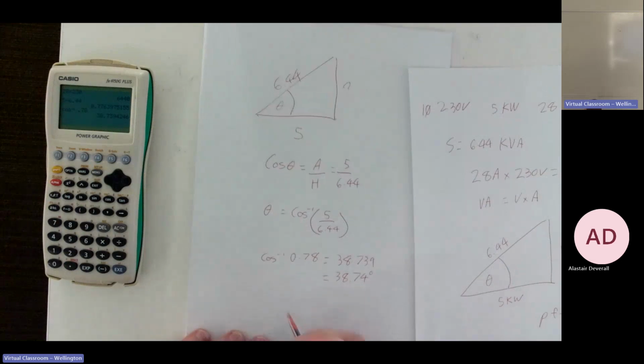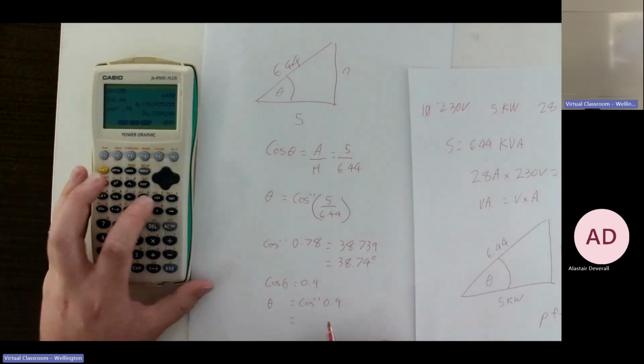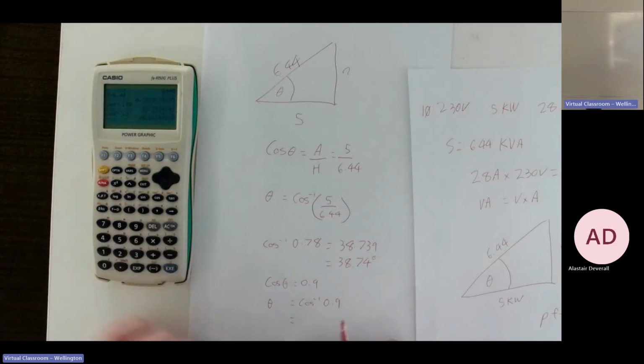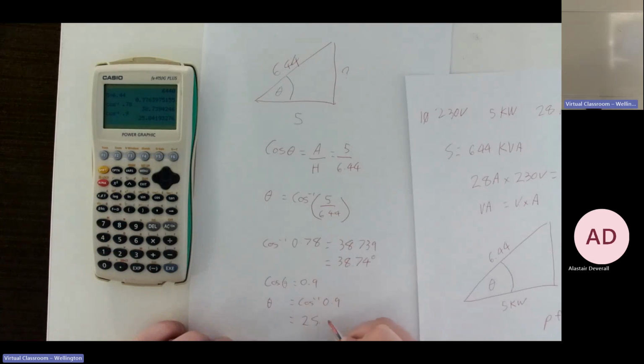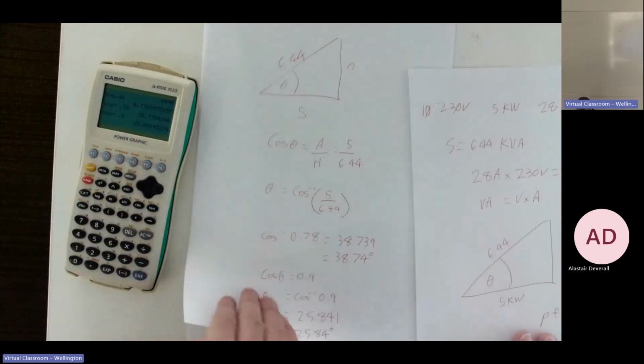Next one, we're wanting cos of theta 2 equals 0.9. So it's a simple matter of going theta equals cos minus 1, 0.9 equals, and we get 25.84, and the next digit being a 1, we'll round down, so it equals 25.84 degrees.